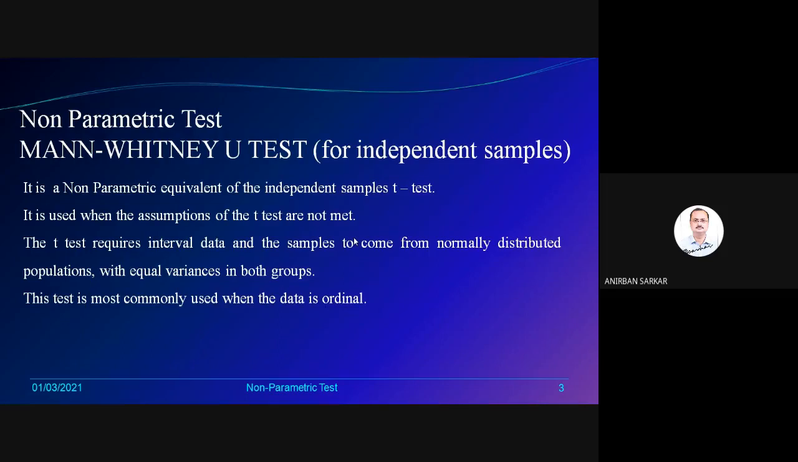And when the assumptions of the t-test do not hold, that is, samples should be randomly drawn from the population, the population should have equal variances, that is homogeneity of variance, the data should be interval in nature, and the distribution should be normal, then you apply the Mann-Whitney u-test. Basically we apply the independent t-test on interval data, and in case of ordinal data we apply this Mann-Whitney u-test.